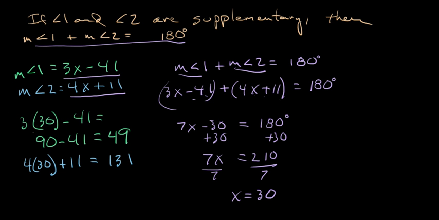Now, once again, I double check myself. 49 plus 131 is 180. So you add these two angles together, this is angle 1, and this is angle 2. Add angle 1 and angle 2 together and you get 180 degrees, and I have to because that's what it says here. Angle 1 plus angle 2 is 180 degrees.